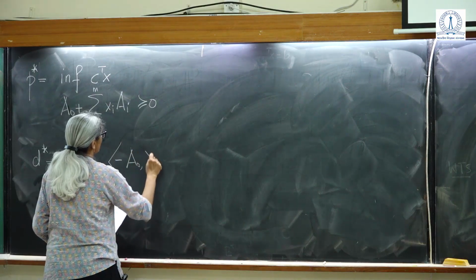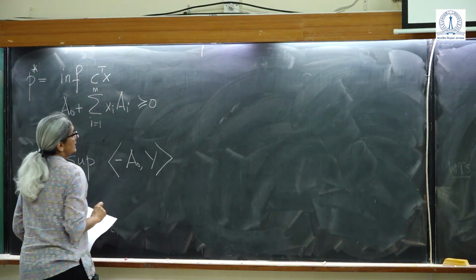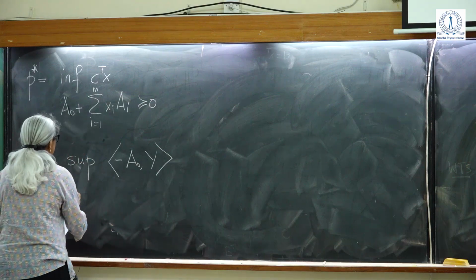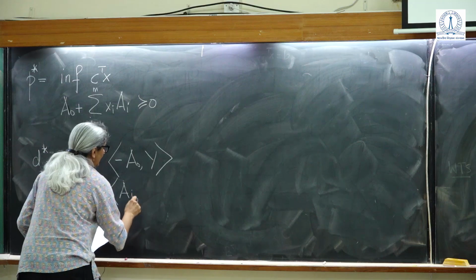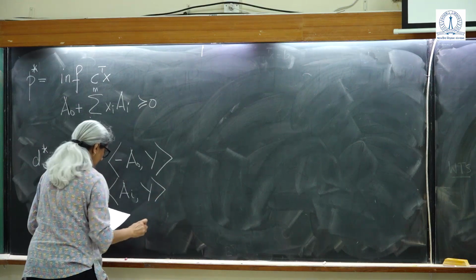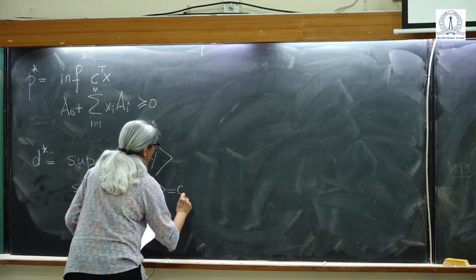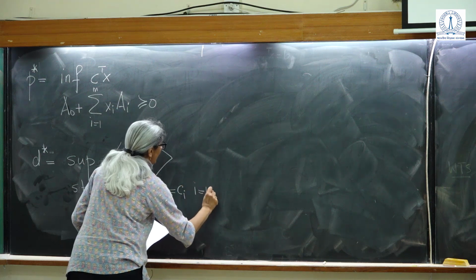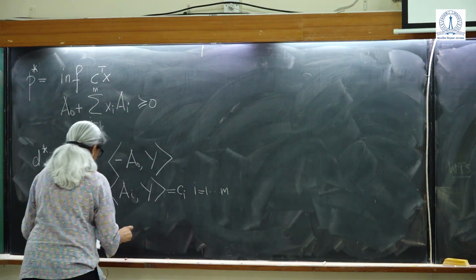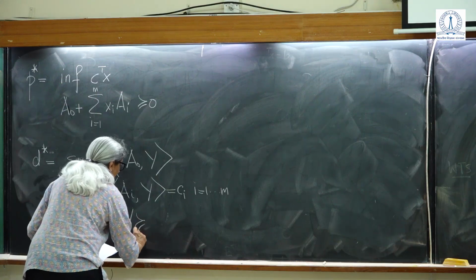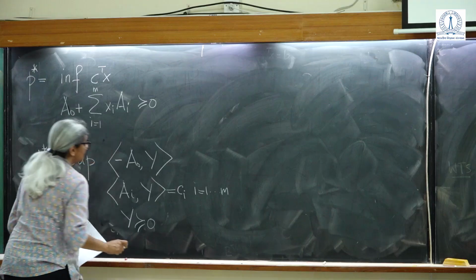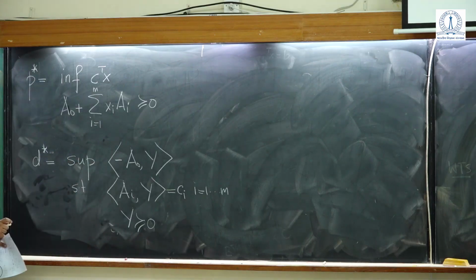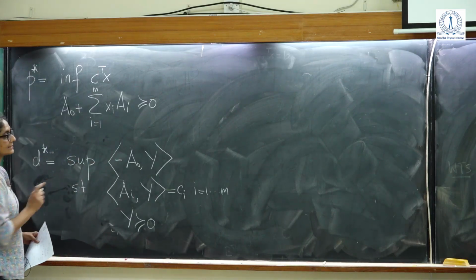So I need to define what this inner product is. Let me write it. Subject to the condition that the inner product of A_i and Y is equal to c_i for i from 1 to m, and Y is PSD. So this is another problem, called the dual program to that program. So what's this inner product?